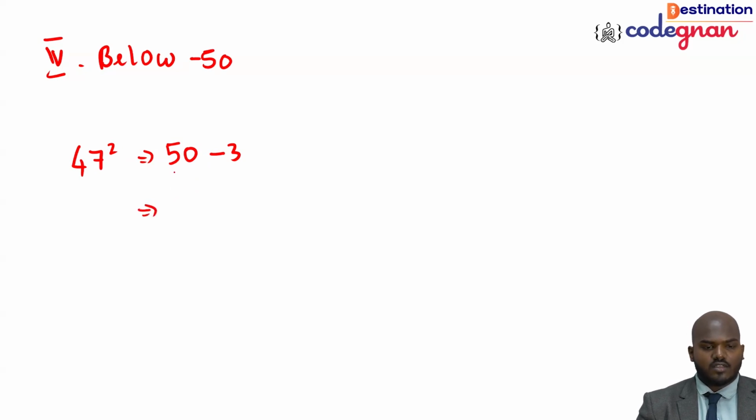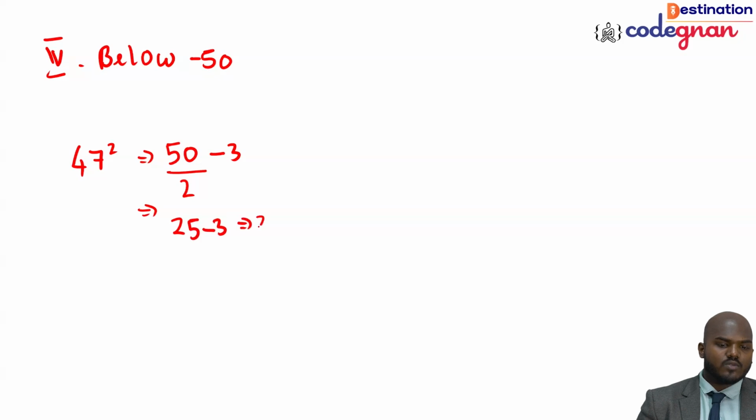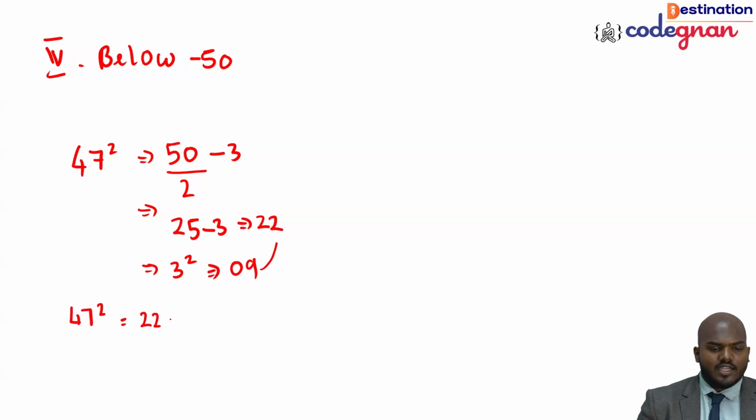You see this, guys, 50. Again I keep it as 2 in this place, so that will give you the value 25. 25 minus 3, I can call it 22. Now the 3 square is equal to 9, so we can call it 09. If you merge this, that will give you 2209. It is the value of 47 square.